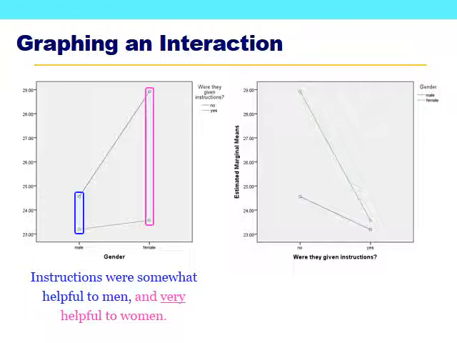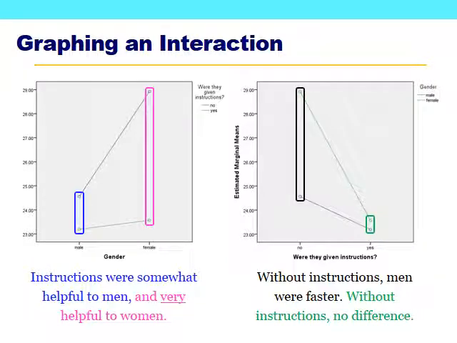Now let's look at the graph on the right, which shows the same information but in a slightly different way. The left side of this graph shows us that when people were not given instructions, women were much slower than men at assembling the cart. Women without instructions took about 29 minutes, whereas men without instructions took about 24.5 minutes.